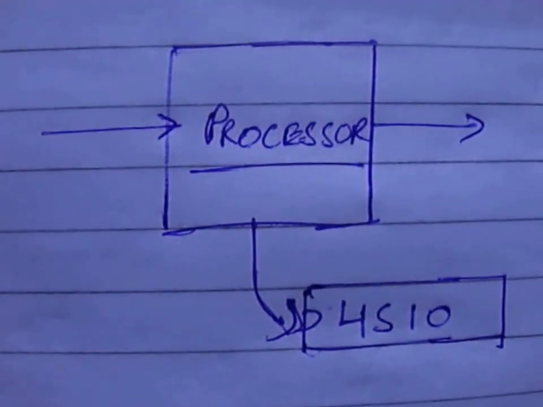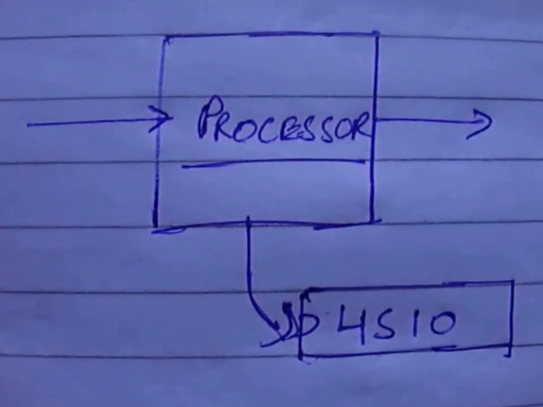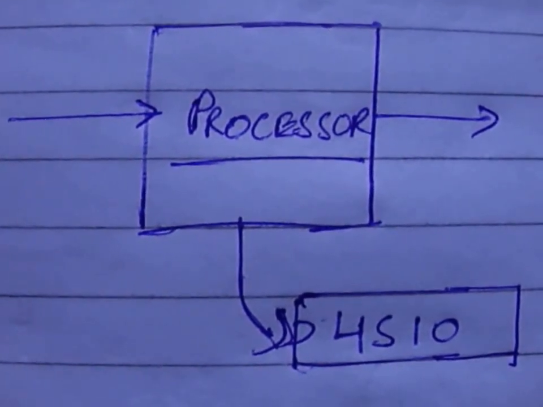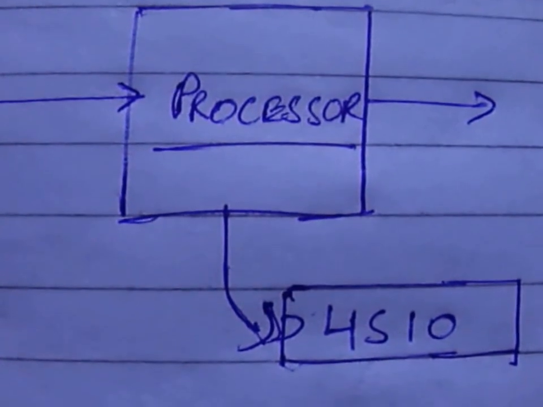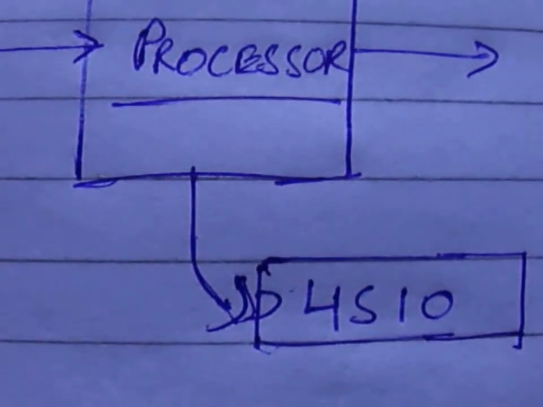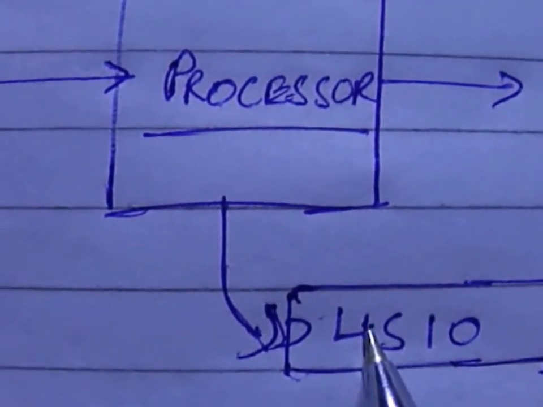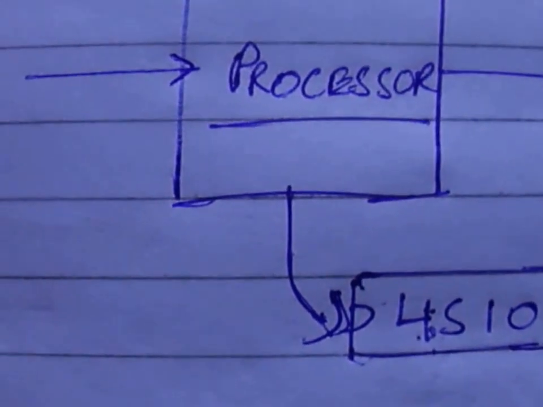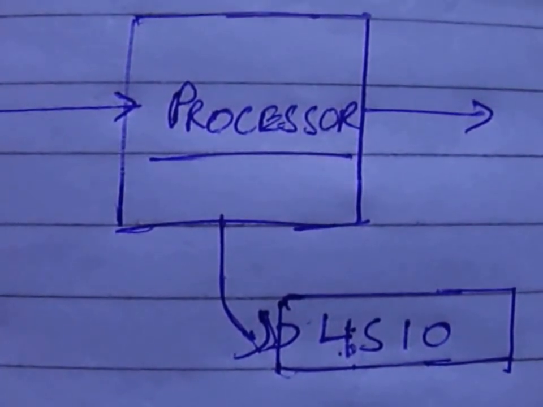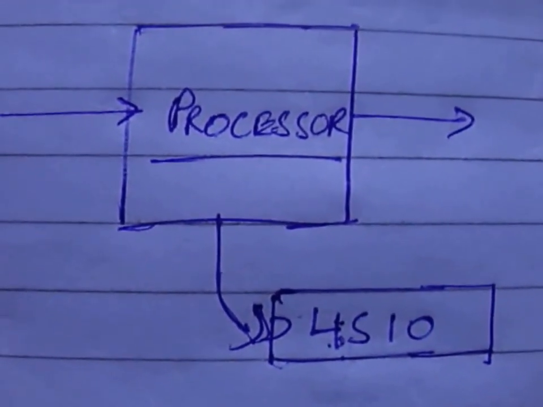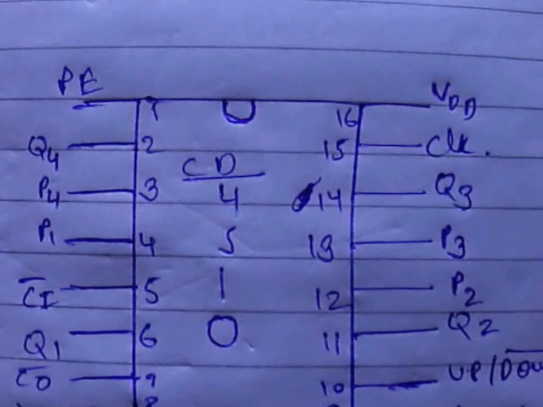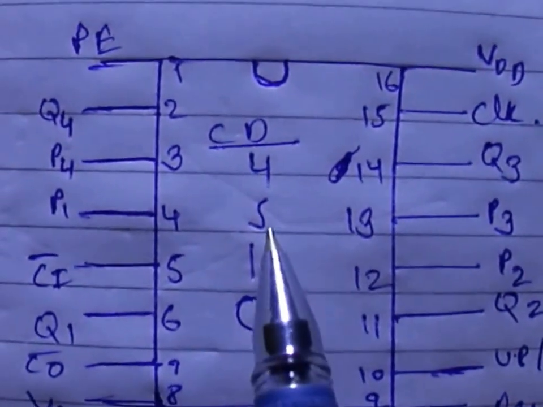I hope that you have understood the input part, and now I'm going to discuss the processor part. The heart of the circuit, or the main processing part of the circuit, was the IC 4510. This is a 16-pin DIP, that is 16-pin dual in-line package IC, and this IC is a CMOS IC. So here the power supplies will be labeled as VDD and VSS, DD for drain and SS for source. So this is the pin diagram of the IC CD4510.